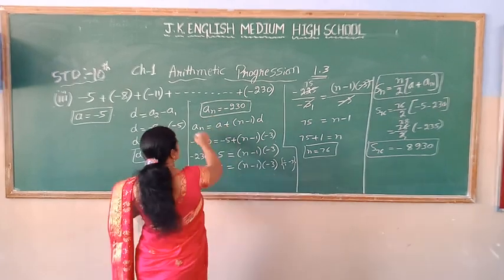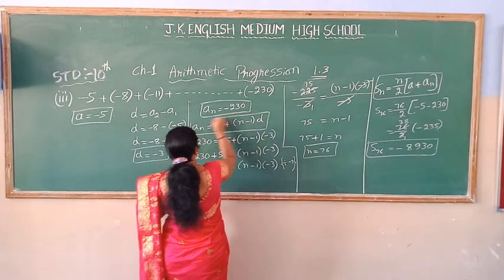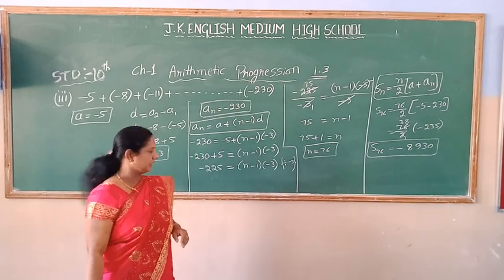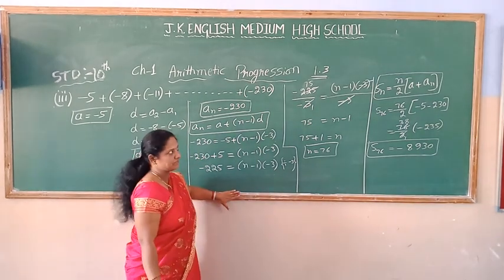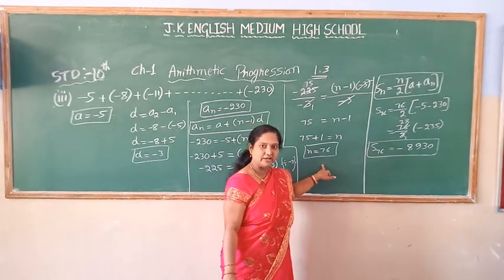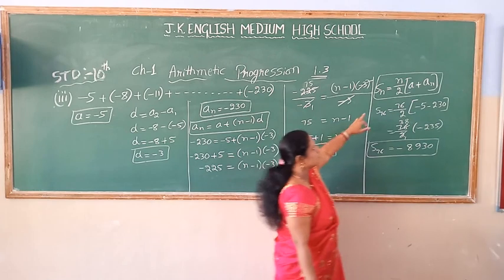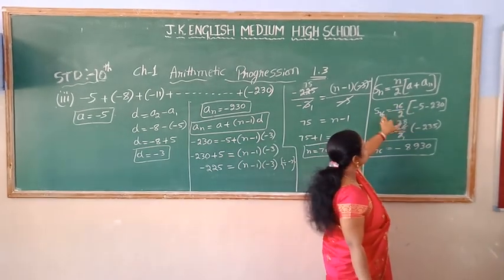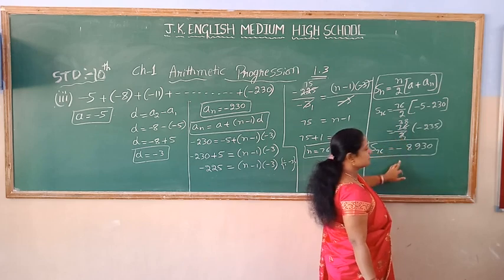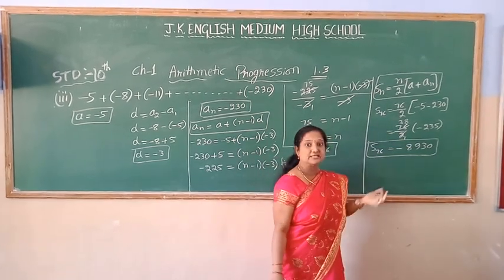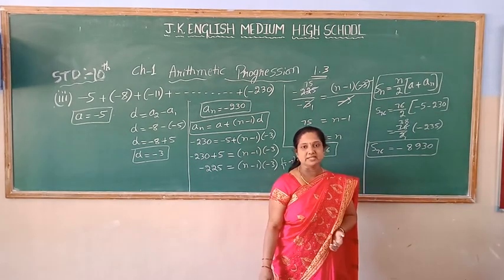To find out the n value, we have to use the formula an is equal to a plus n minus 1 into d, substitute the values and simplify. We get the n value as 76. After getting n as 76, use the formula Sn is equal to n by 2 into a plus an. Then substitute all the values and simplify. You will get the sum of 76 terms of the AP as minus 8930.